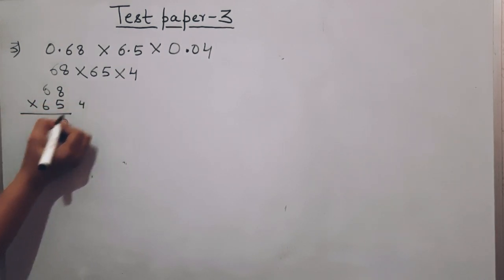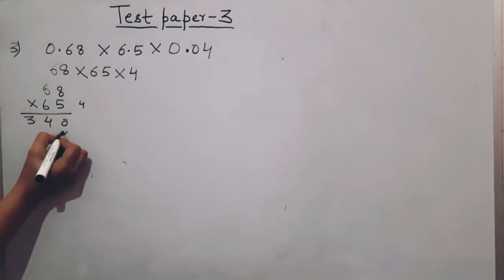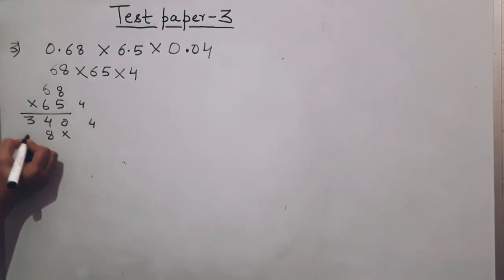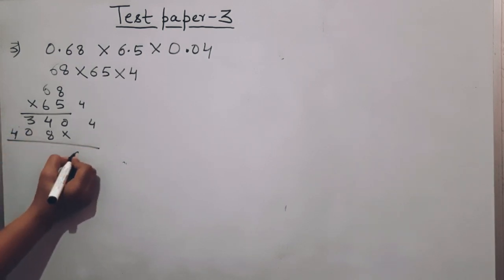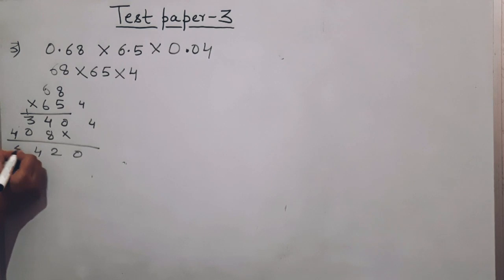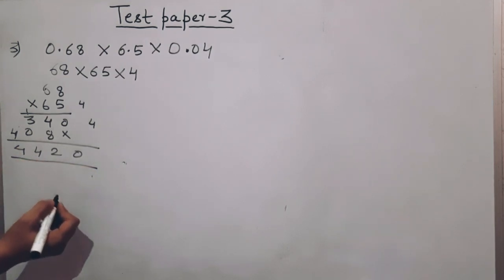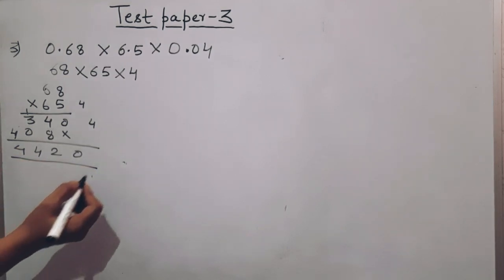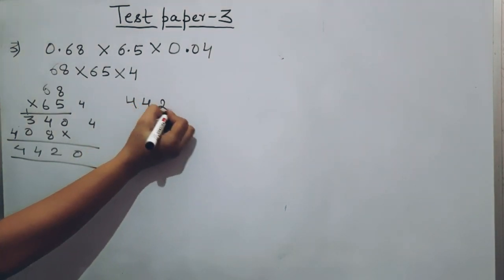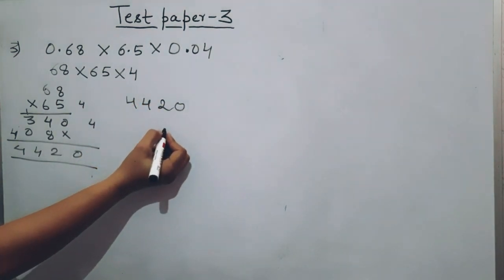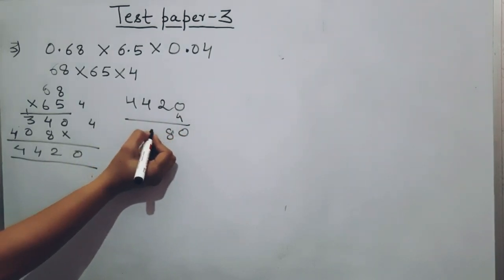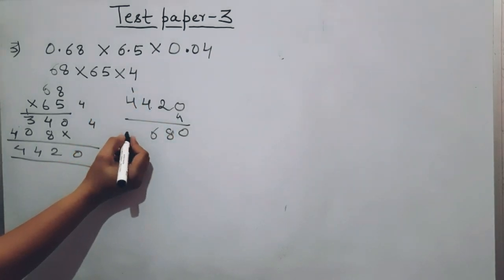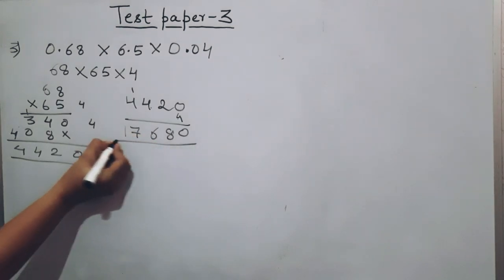5 8s are 40, 4 carry, 5 6s are 30, 34. Now 6 8s are 48, 4 carry, 6 6s are 36, 36 plus 4, 40. So here it will be 4420. What is it? 4420. Now what we have to do? This 4420 will be multiplied by 4. 4 zeros are 0, 4 twos are 8, 4 fours are 16, 1 carry, 4 fours are 16, 17. Now what we have got?